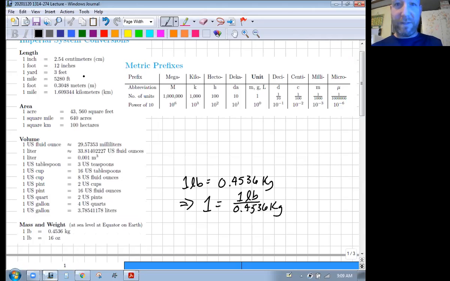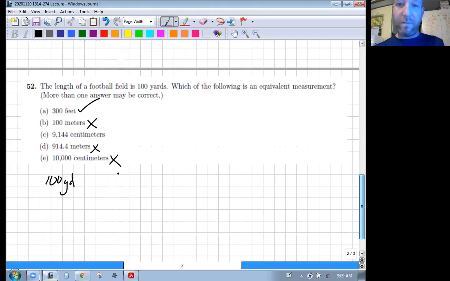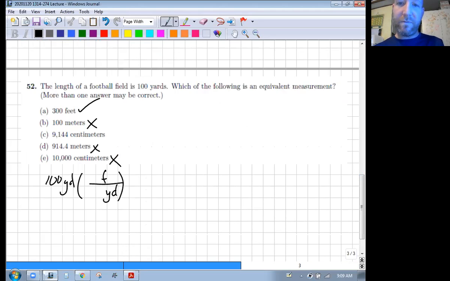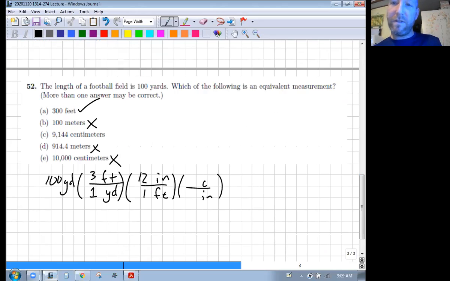What we're doing? Yards to centimeters. Okay. Well, you can go from yards. 1 yard is 3 feet, and then 1 inch is 2.54 centimeters. Let's do that. We can get rid of yards for feet. Get rid of feet for inches. Get rid of inches for centimeters. 2.54 centimeters is 1 inch. So yards are gone. Feet are gone. Inches are gone. Centimeters. 100 times 3 times 12 times 2.54 is 9,144 centimeters.